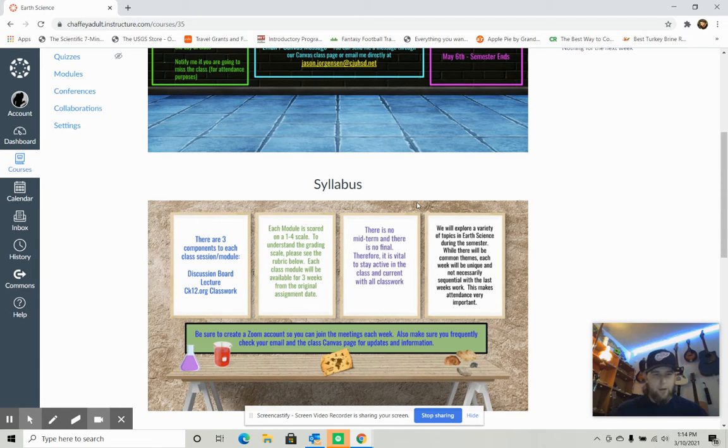There is no midterm and there is no final. Therefore, it is vital to stay active and current with the classwork. It also says on the far left here, there are 3 components to each class: discussion board, lecture, CK12. Those things have to be met. If you're not going to be able to come in to the Zoom, you have to let me know these things. Otherwise, it looks like non-engagement to the administration.